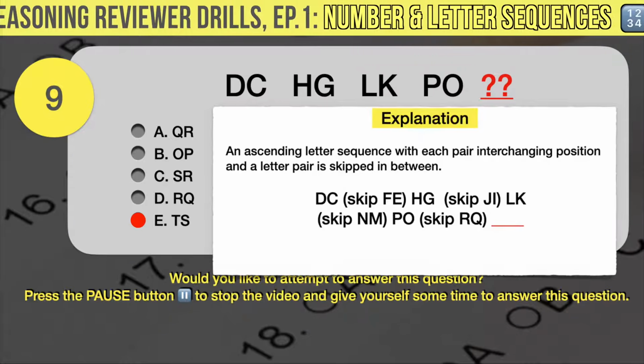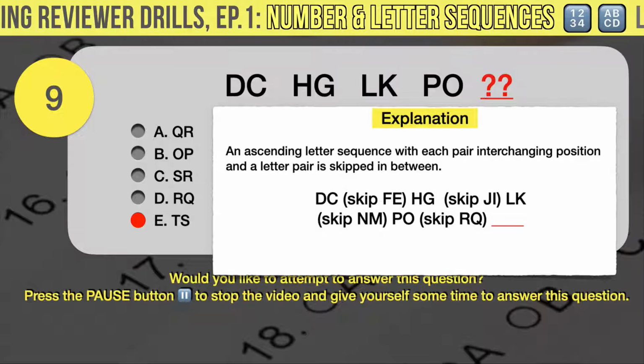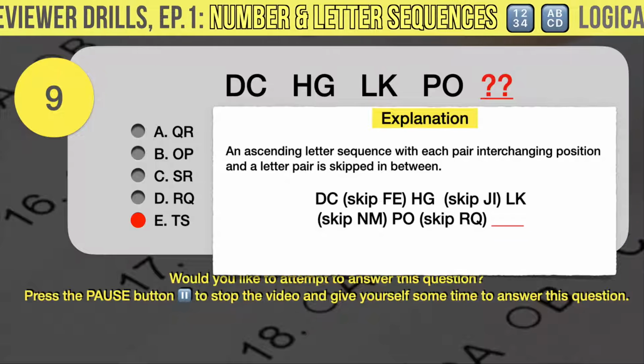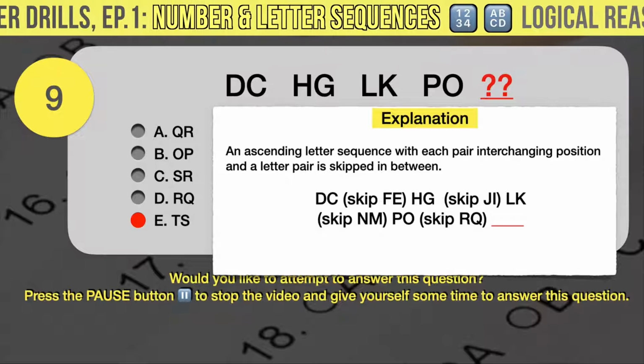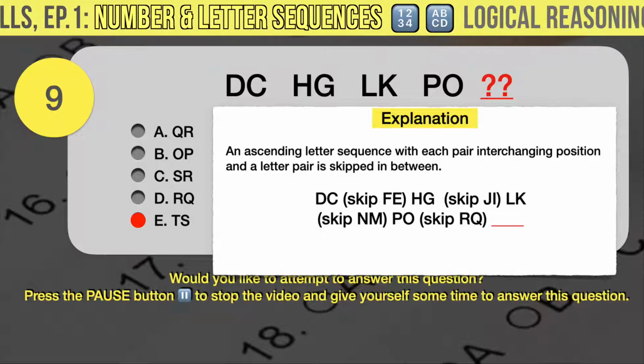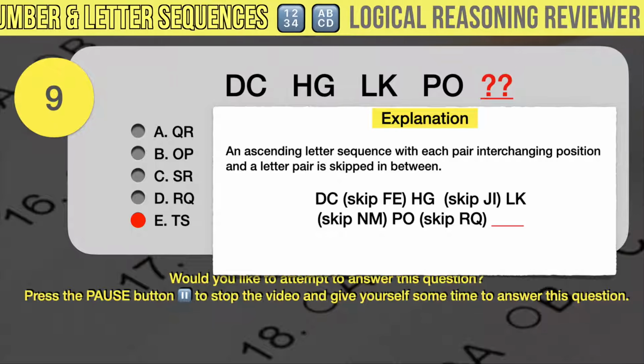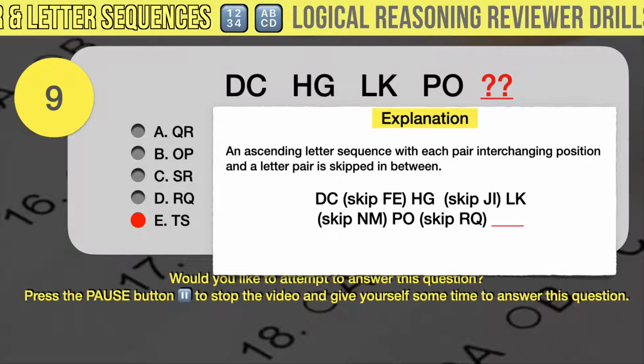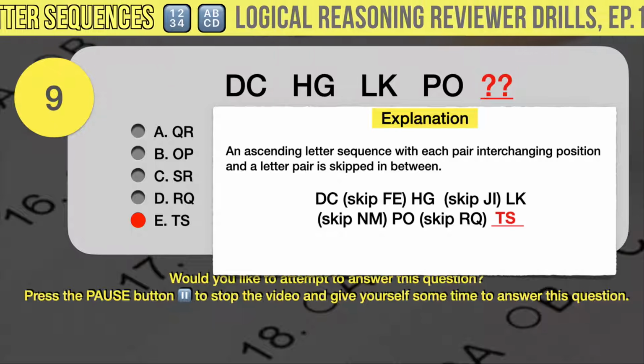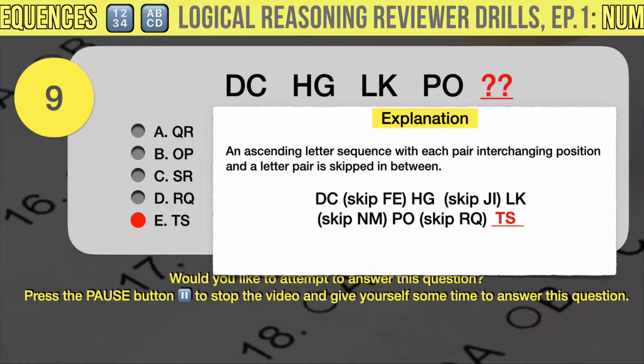This is an ascending letter sequence with each pair interchanging position and a letter pair is skipped in between. DC, skip FE. HG, skip JI. LK, skip NM. PO, skip QR. Therefore, the next letter pair should be TS.